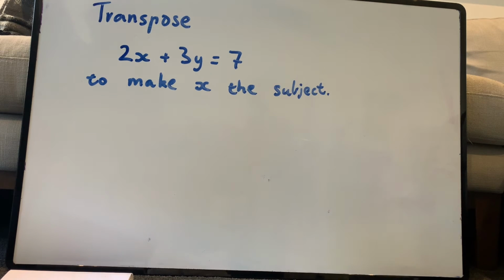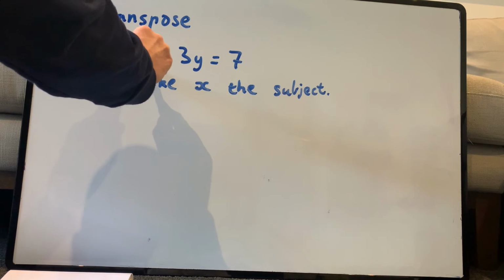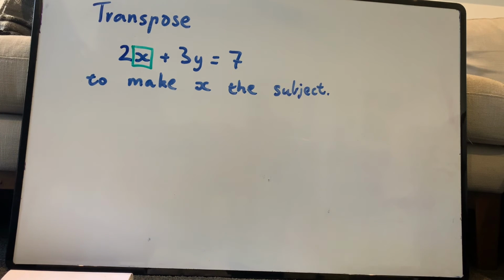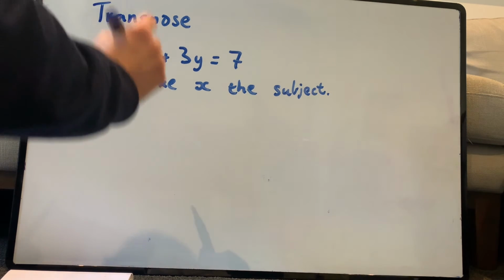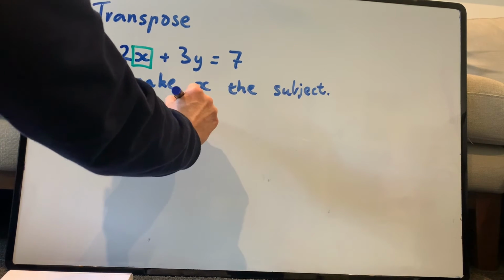Okay, we're going to do one more. Transpose 2x plus 3y equals 7 to make x the subject. Put a little box around x. That's what we want it to be equal to. We want x equals something. So let's get rid of all the stuff around the x.